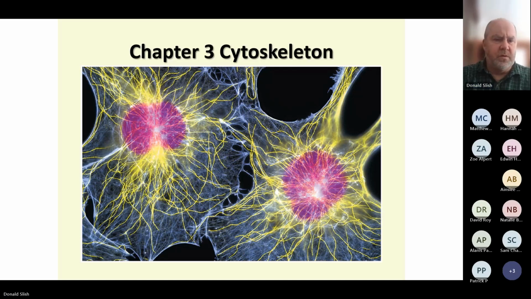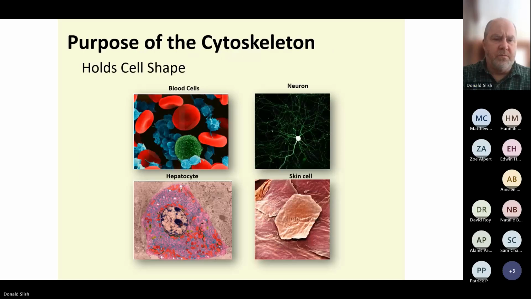Okay, cytoskeleton. What is the purpose of the cytoskeleton? Number one, it determines the shape of the cell. Here are four examples of different cells. They all have extremely different shapes based on their function, their purpose. And the reason these are different shapes is because of their cytoskeleton.